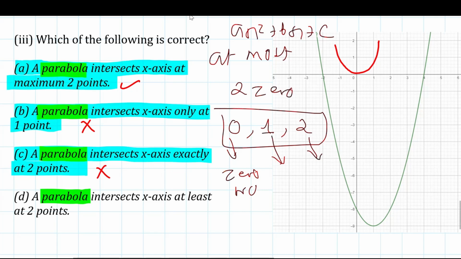The last one is a parabola intersects the x-axis at least 2 points. Well, some students get confused.